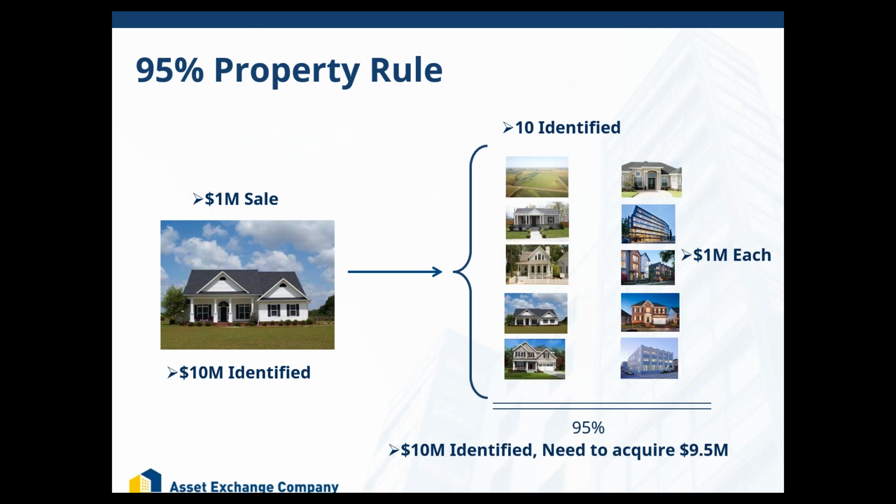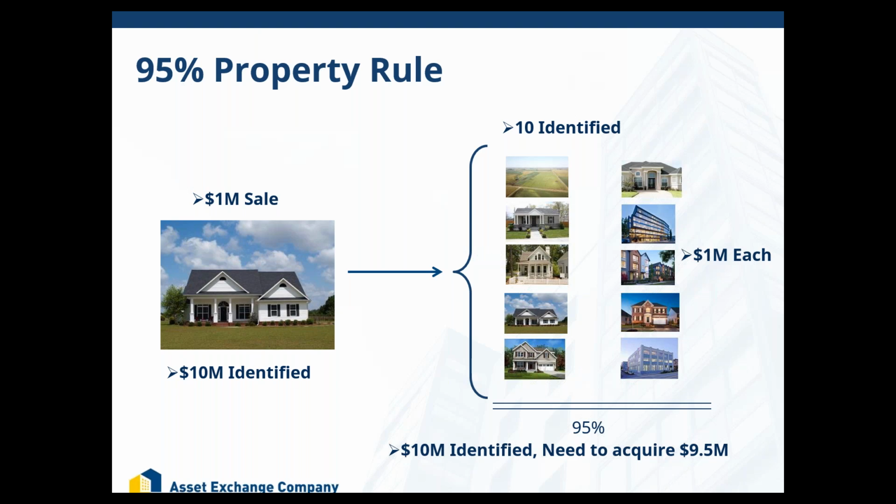All right, now, here's the 95% rule. Again, this is where you exceed the three property rule. You exceed the 200% rule, but you must acquire at least 95% of the value of all the properties that you identified. All right, here's how it works. Again, we sell for $1 million. Now, in this example, we identify 10 properties. Because we've identified 10 properties, what just happened? We exceeded our three property rule, right?